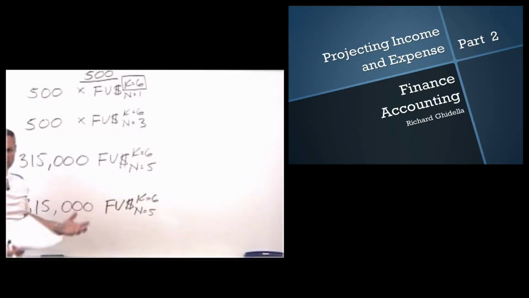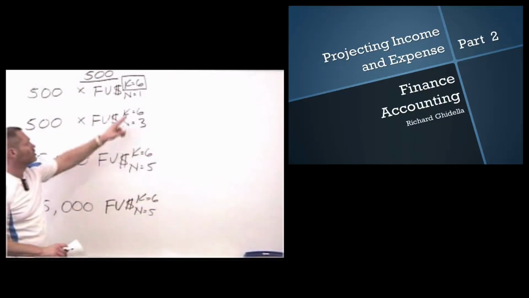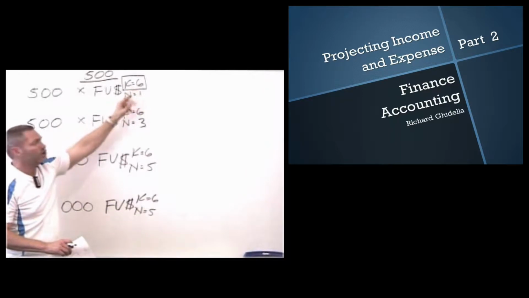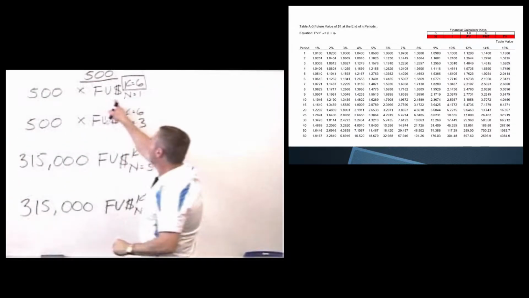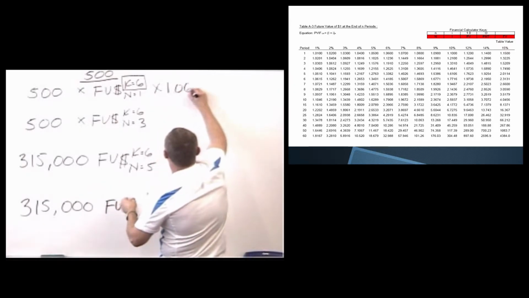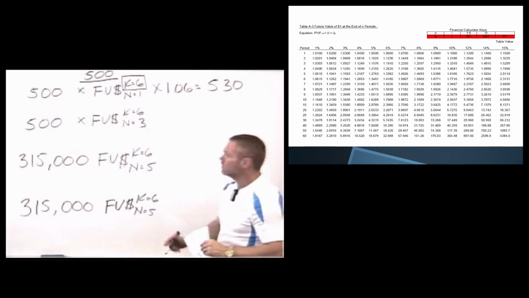So right now, depending on the time of when you're watching this versus the taping, housing is on a tear. My house is up about 15% in the last 6 months. My best guess is that for the foreseeable future, housing is going to go up about 6% per year. So since housing is going up 6% per year, 6% is our K. So if our rent goes up 6%, that's 500 times future value of $1, K equals 6, N equals 1, which means we multiply that by 1.06, getting us rent a year from now of $530.